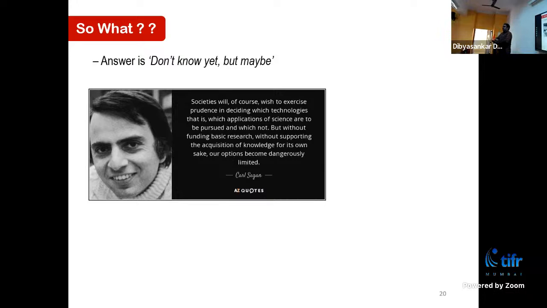So if we have thousands of options, society can choose one. But for society to choose one, you should have thousands of options. So we as fundamental scientists are creating those thousands of options. And who knows which technology will be picked up by society, the companies, we don't know. But for that reason, to create thousands of options, we should continue to do the kind of research we are doing.